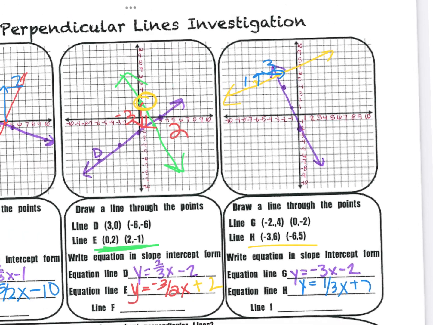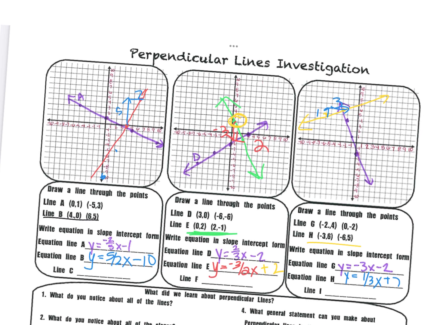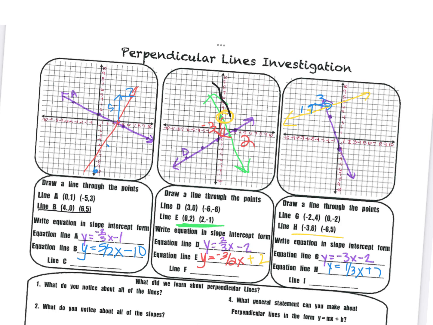All right, so if you look at all of the lines that we just created, we created perpendicular lines. Perpendicular lines means that these lines meet at a 90-degree angle. Right here, these all make 90 degrees. So they're not just crossing like this with a big angle and a little angle. They're crossing and making 90-degree angles.